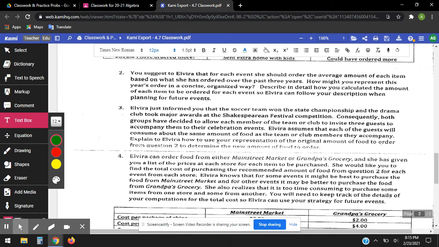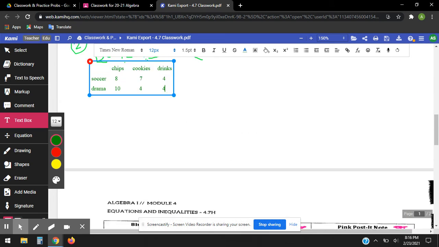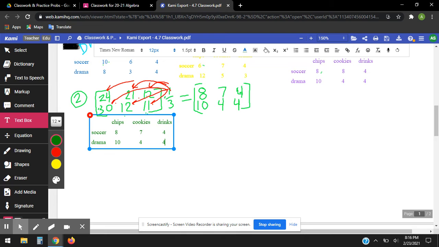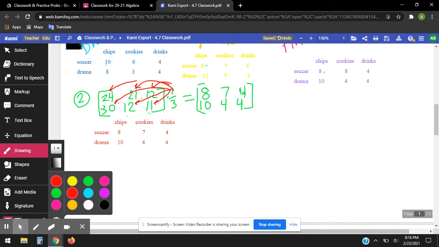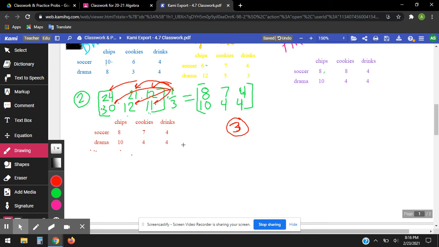So we've already figured out the average she should do for this year to determine the new amount of food to order. Well, if they're getting to each invite 3 people, I'm going to do this one in red. So I'm going to do number 3 over here. So this is what they're going to have. So this is her order for this year, this group over here. But they're each going to invite 3 other people, which means that's a total of 4 people that are going to be per group or whatever.